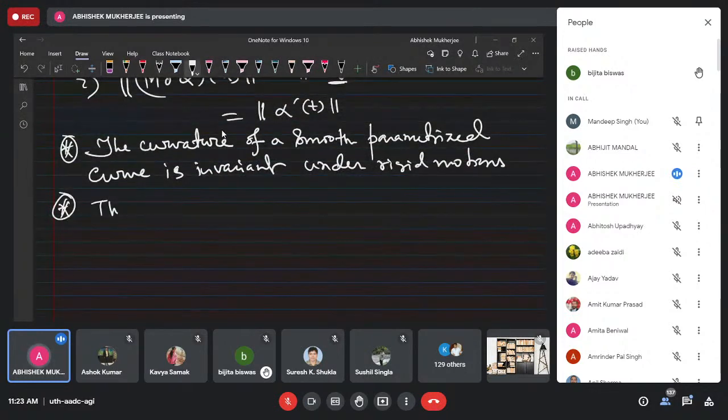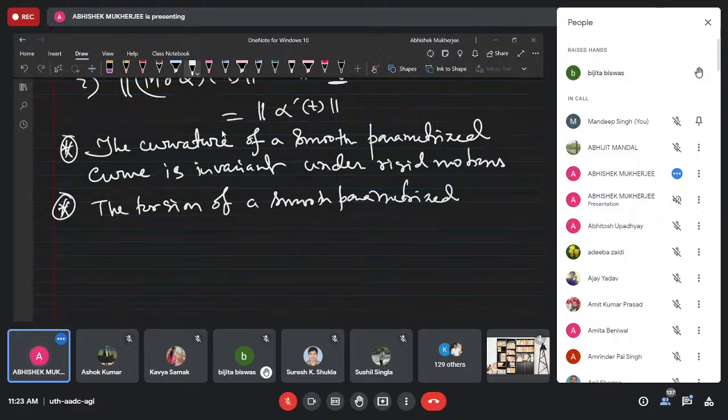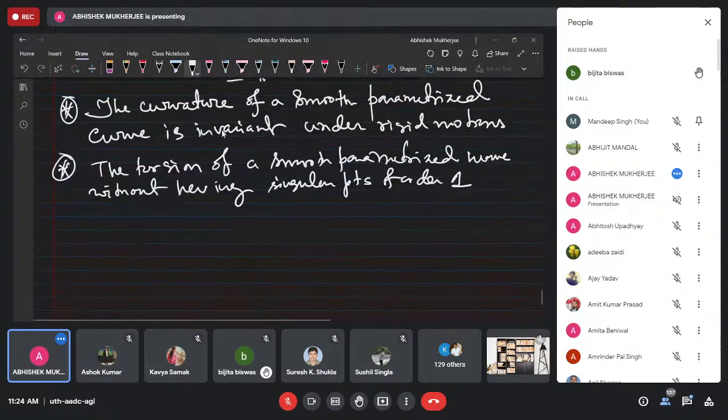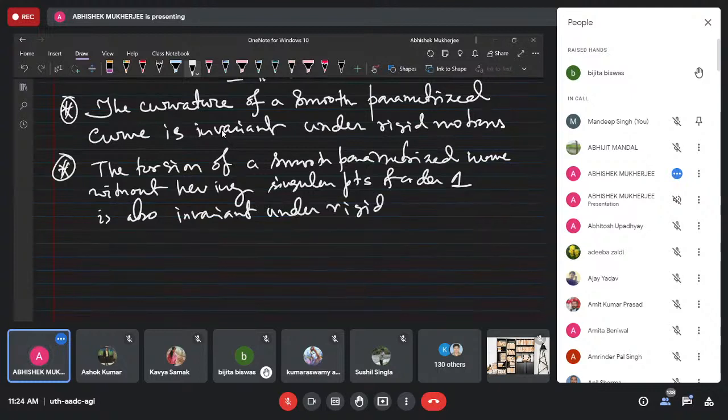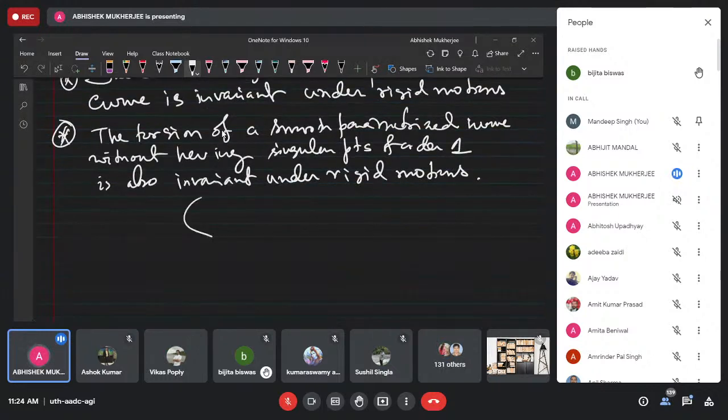That is, the torsion of a smooth parameterized curve without singular points of order 1 is also invariant under rigid motions. So these are left as an exercise.